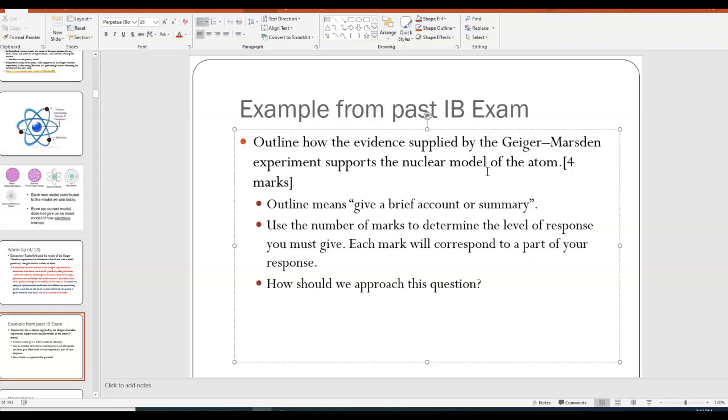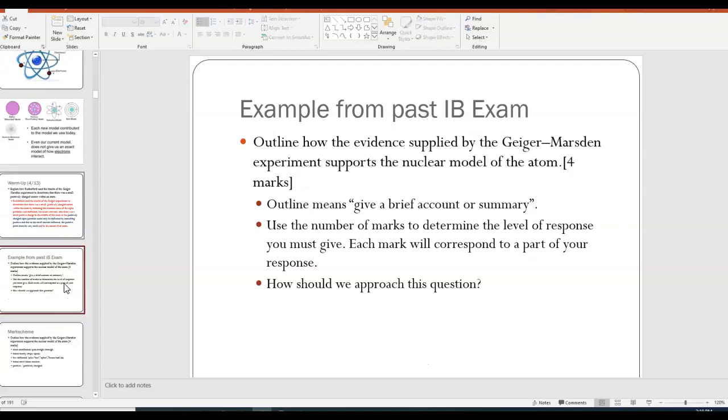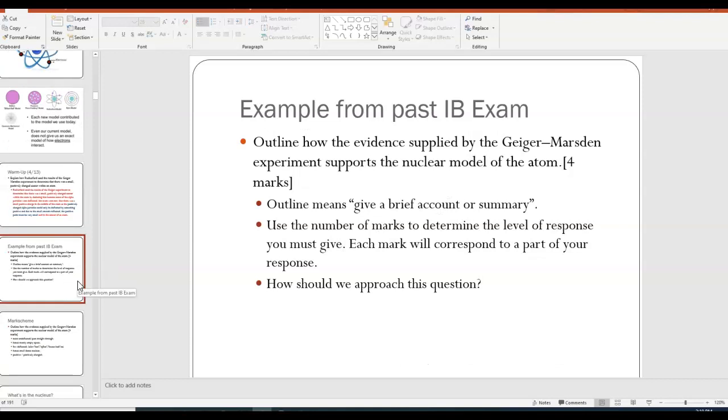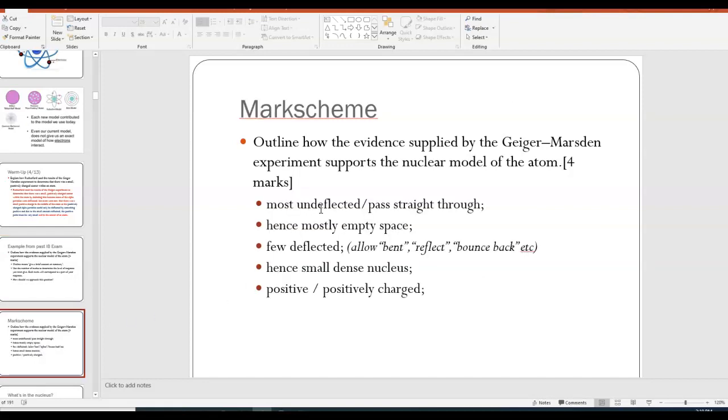So pause it here, see if you can answer the question, and in a second I will show you what the mark scheme said from that year on the IB exam. So here is the answer to the question. At least these are the bullet points that the IB was looking for.